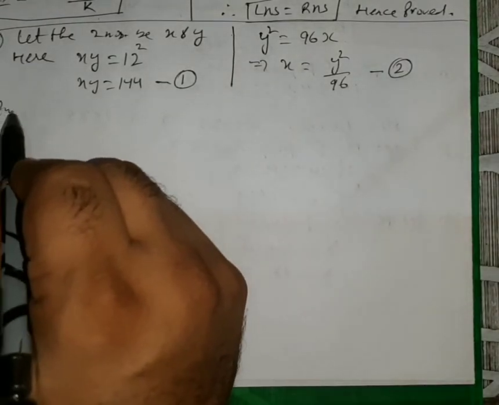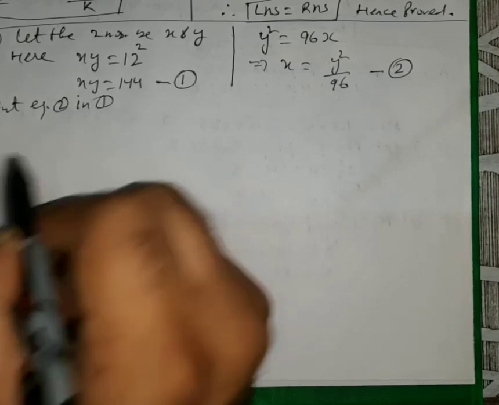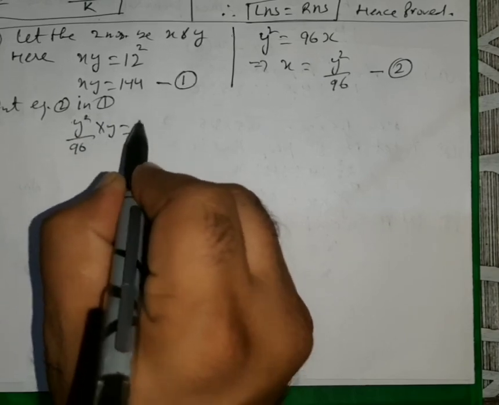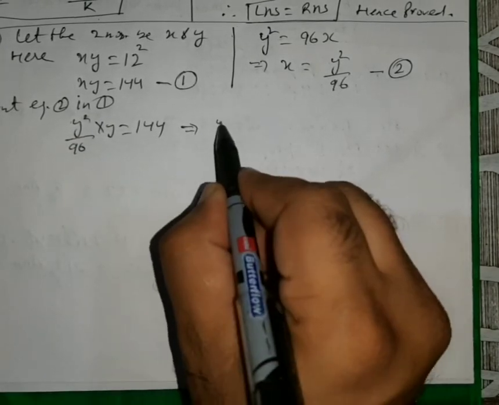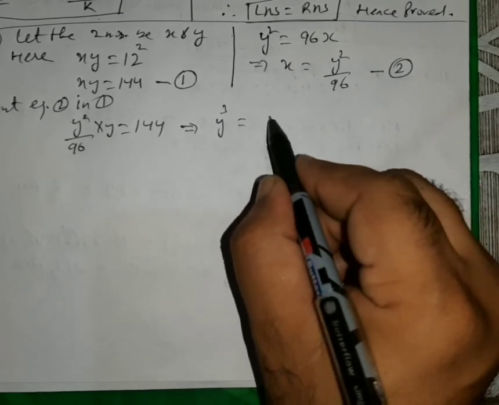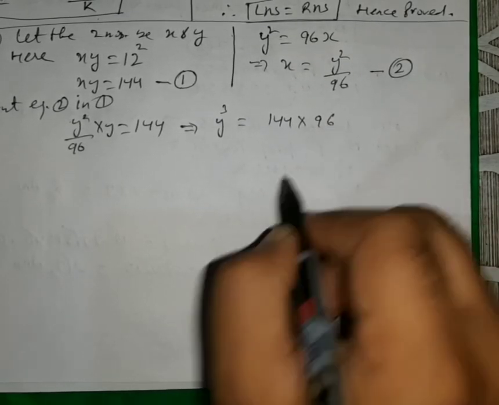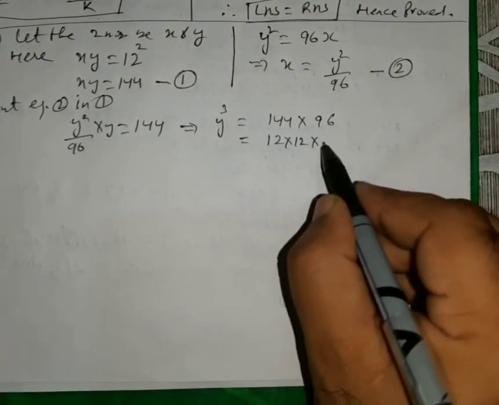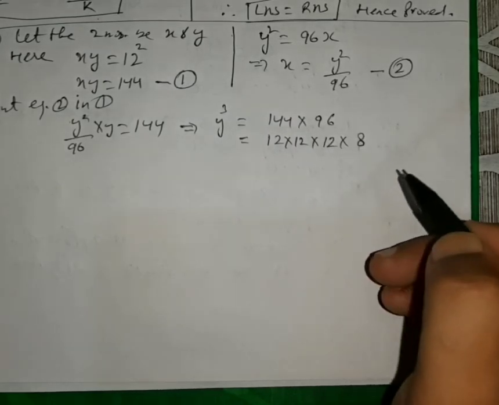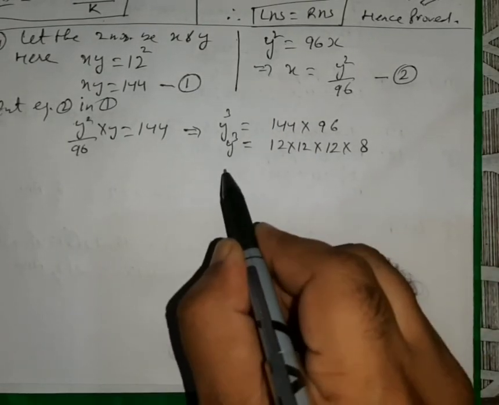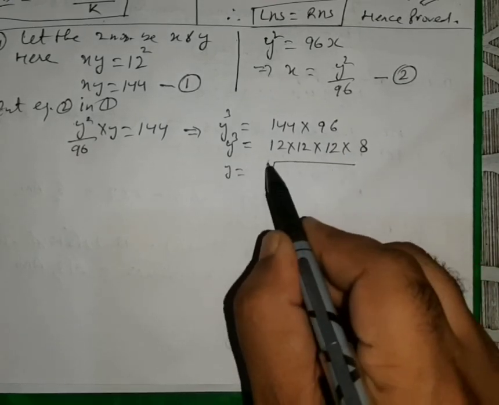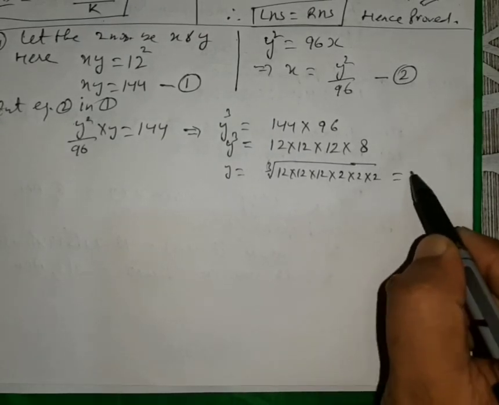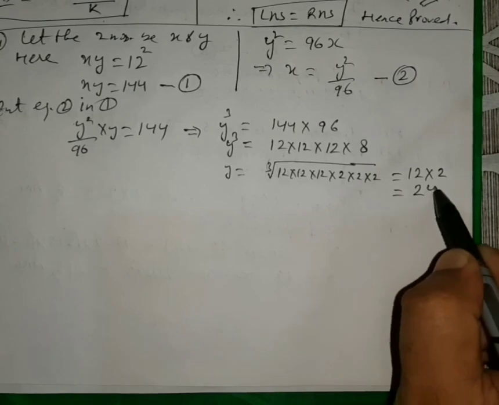So now I am putting equation 2 in 1. So this will become y square over 96 multiply y is equal to 144. So from here I will get y cube is equal to 144 multiply 96. So this can be written as 12 multiply 12, and this can be written as 12 multiply 8. So this is y cube now. So therefore y is equal to cube root of this. So y is cube root of 12, 12, 12, and this is 2 multiply 2 multiply 2. So that will be equal to 12 multiply 2. So y is equal to 24.